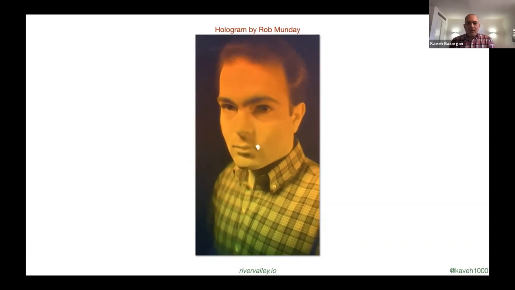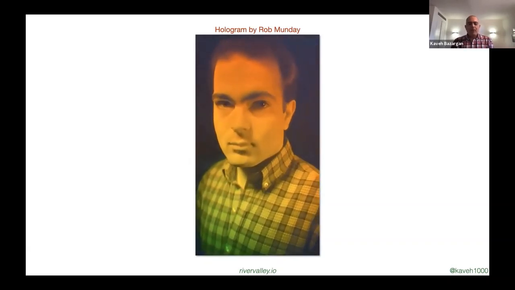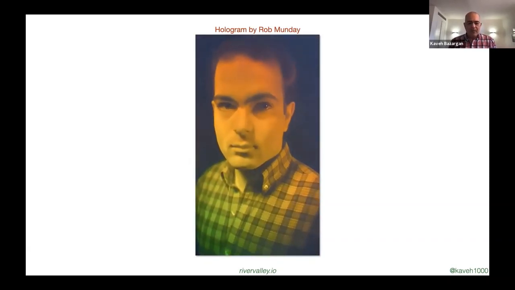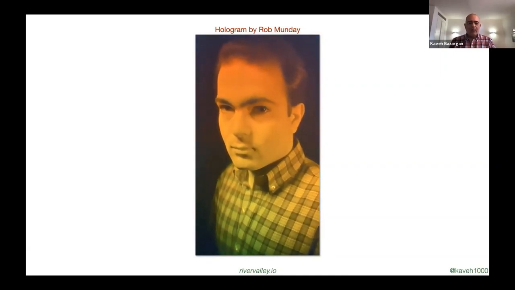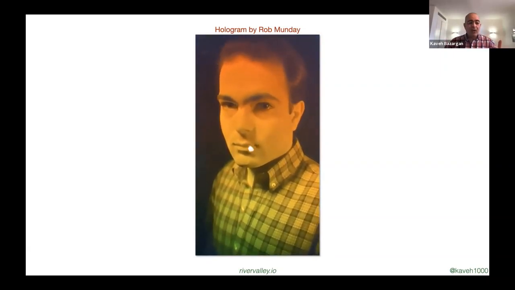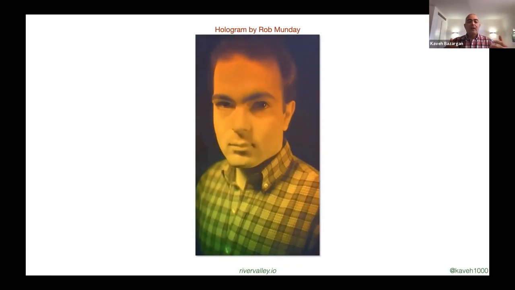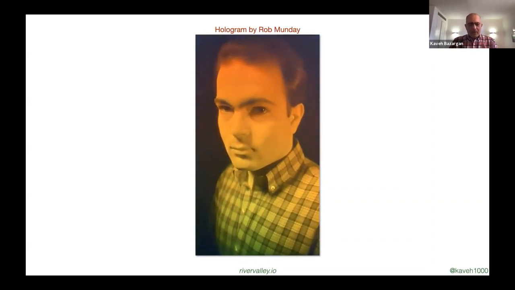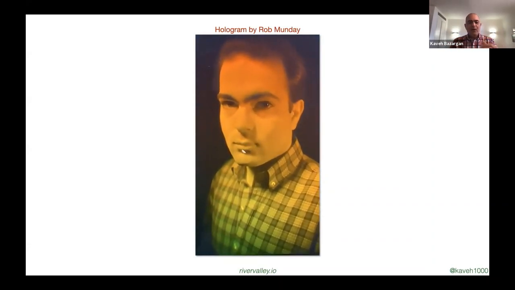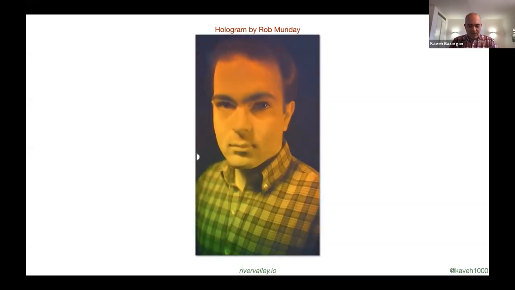So this is a hologram of me as a young man made by Rob Munday, probably one of the world's best holographers. And you can see that it's a white light. It's a piece of glass illuminated with white light. And as you go around, it's absolutely as if someone is sitting there. I'm just going to give you just enough details so that I can make my case, if you like.